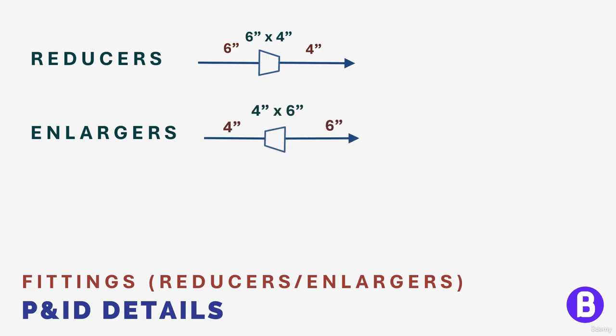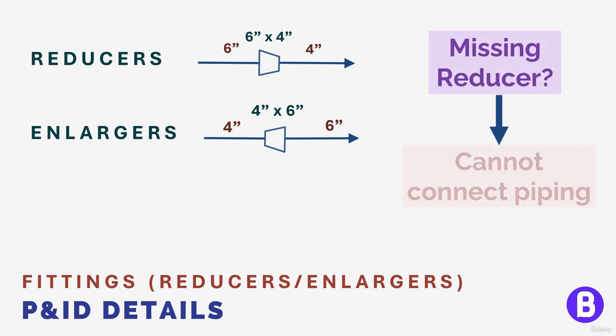So if we want to connect two lines, or two nozzles with different sizes, we shall need a reducer or an enlarger. Otherwise, there shall be a conflict in the P&ID as these cannot be connected. New drawing software such as SmartPlant can easily detect these issues. Reducers are commonly used to connect equipment or instruments.